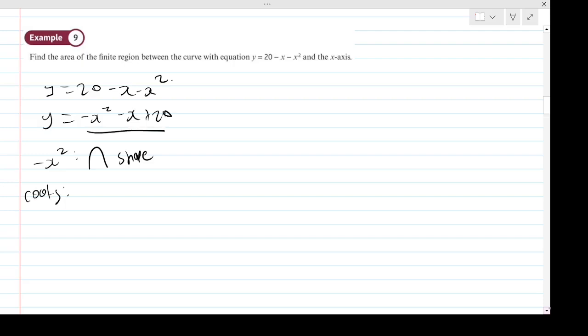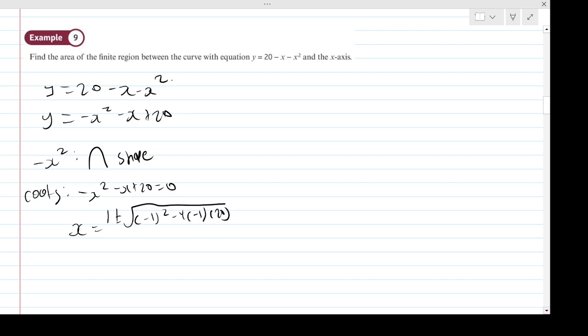So we need to set this quadratic equal to 0, as that gives me my roots. Let's say I use the formula because I'm lazy to try and factorise, so x would be 1 plus or minus the square root of minus 1 squared minus 4 lots of minus 1 of 20, over 2 lots of minus 1. And if I put that in a calculator, I should get the roots. x is 4 or x is minus 5.